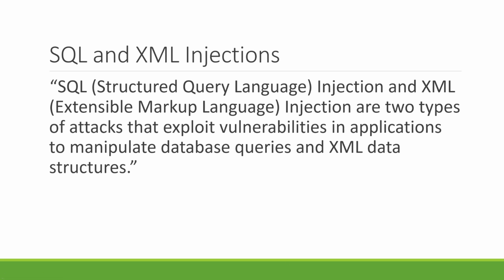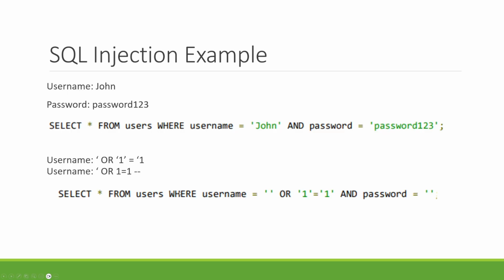Let's talk about our SQL and XML injections. So SQL injection and even XML injection are two types of attacks that exploit vulnerabilities in applications to mostly manipulate database queries. Okay, and here's an example. So if I have a username of John and a password of 123, I normally would then put that into a SQL query like select everything from users where John is this and password is this.